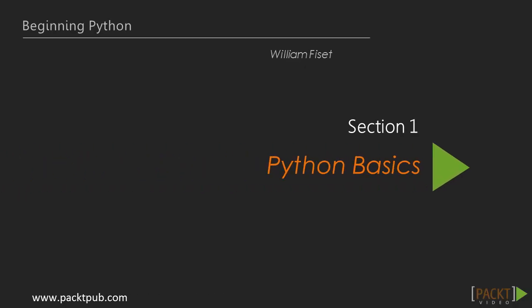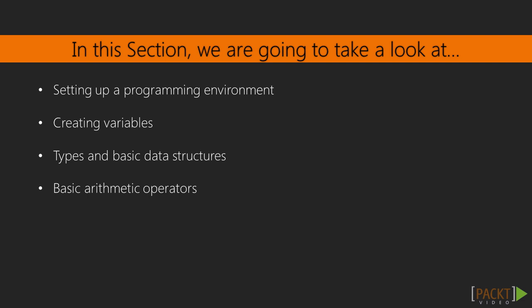Hello, this is the first of an 8-section series on how to program in Python 3. This section is called Python Basics. In this section, we're going to look at setting up a basic programming environment, how to create variables in Python, an introduction to the basic types and data structures, and how to use some arithmetic operators.